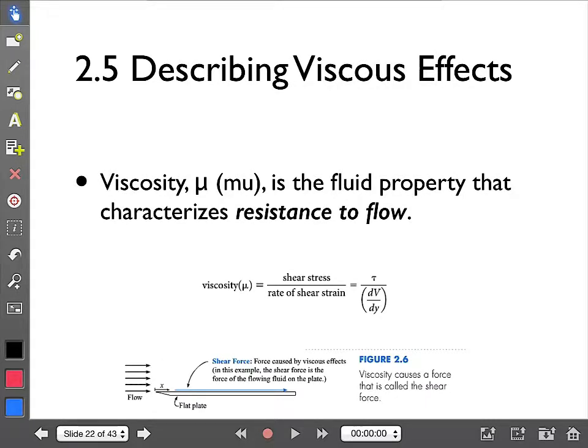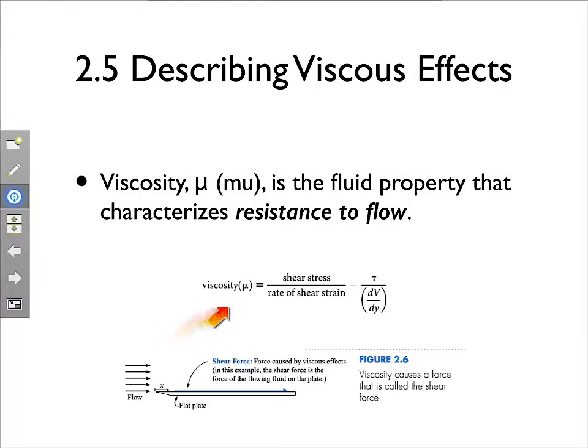Viscosity is given the Greek symbol mu, and it's a fluid property that describes resistance to flow. And it's described with this equation right here. The viscosity mu is equal to the shear stress divided by the rate of shear strain. The shear stress is given the symbol tau, and the rate of shear strain is just the change in velocity over a change in distance.